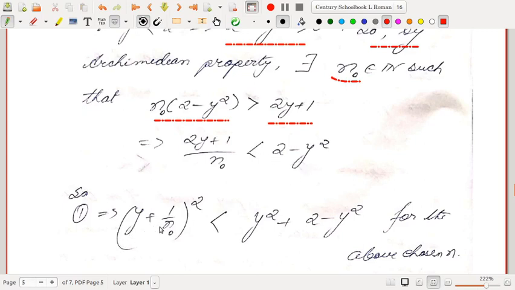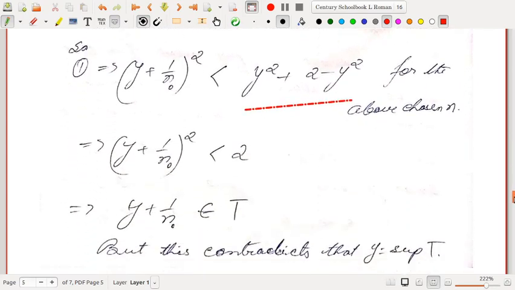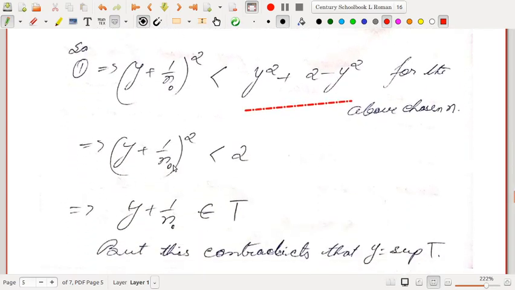So this implies that y plus 1 by n naught, whole square, is strictly less than y square plus 2 minus y square. And what is that? It is less than 2. So (y plus 1 by n naught) square is strictly less than 2. That means y plus 1 by n naught is an element inside T, because T contains all those elements whose square is less than 2, right?